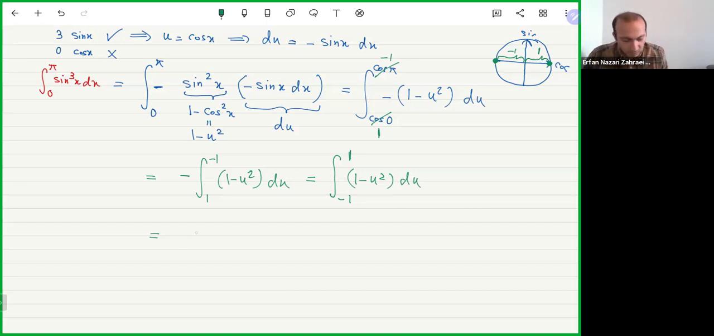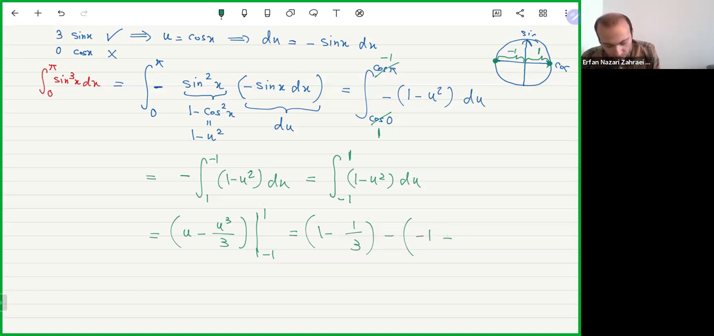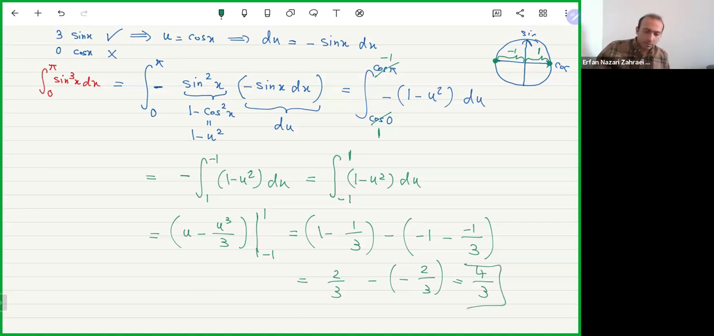What is the antiderivative of 1 minus u squared? It's u minus u cubed over 3. And I evaluate at negative 1 and 1. When you plug in 1, you get this. When you plug in negative 1, you get this. So this is 2 over 3 minus minus 2 over 3, which is 2 over 3 plus 2 over 3, or 4 over 3. That's the answer for this.